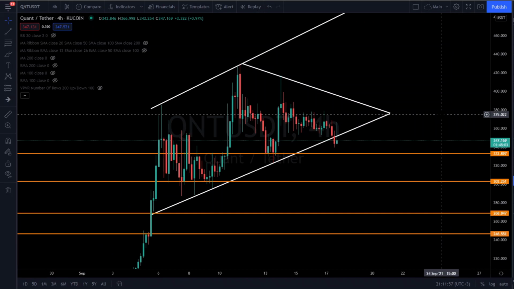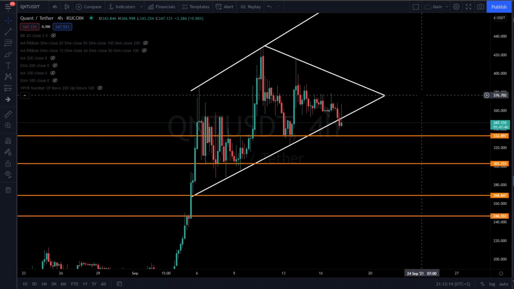Where do we find support? I will tell you where I think Quant is going to retrace to, and I'm also going to tell you why that isn't that bad. There's two exact reasons for that, so stay tuned for that one.